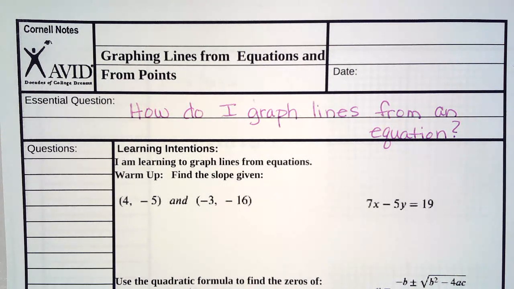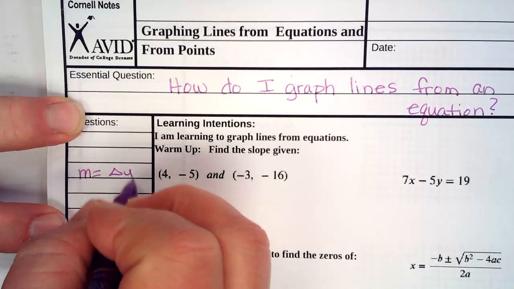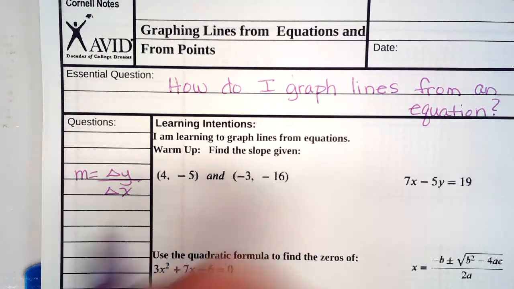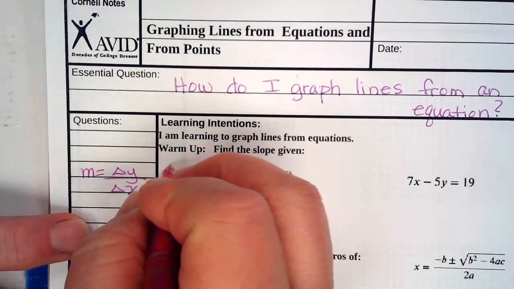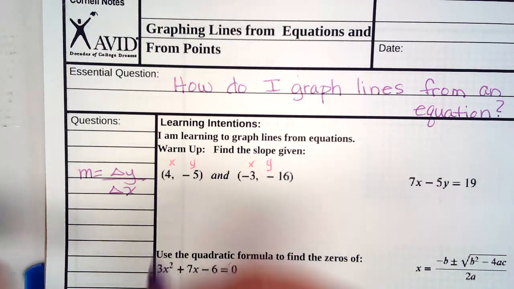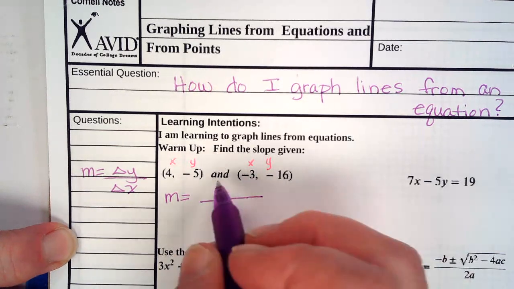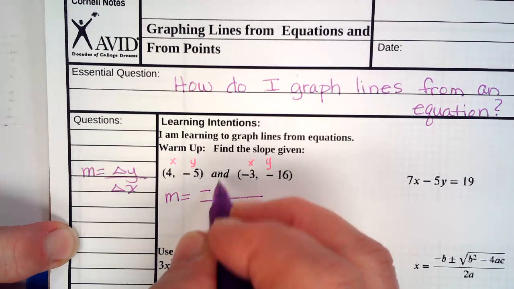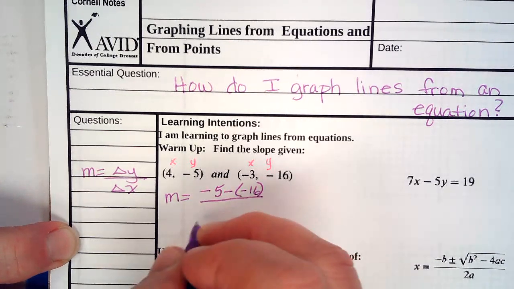So we know that the formula for your slope is the change in y over the change in x. That's what that little triangle stands for. That's delta y over delta x, the change in y over the change in x. So the first thing you have to do is to identify x and y. Create that fraction bar. -5 minus -16 over 4 minus -3.